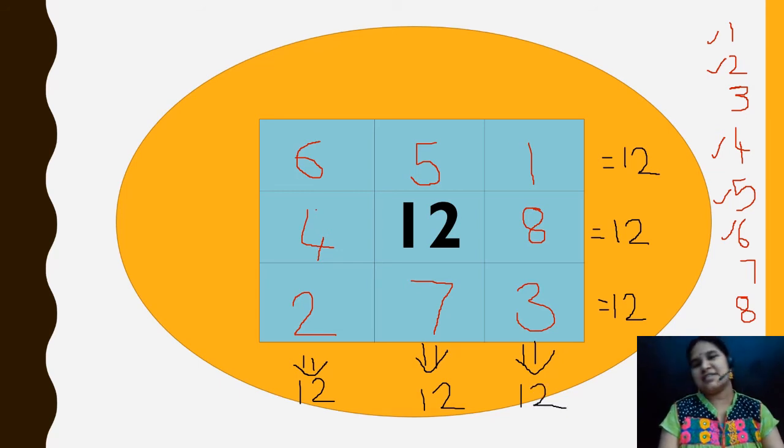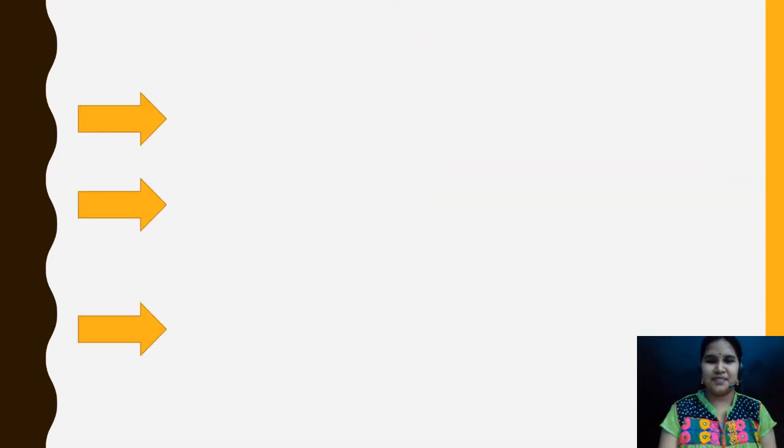What were the steps here? We need to use 1 to 8 numbers, and the numbers should not be repeated, and if you add row wise and column wise, the sum should be 12. So here we got it. I hope you all have enjoyed this puzzle. I'm going to give you another puzzle to solve. Are you all ready to see it?